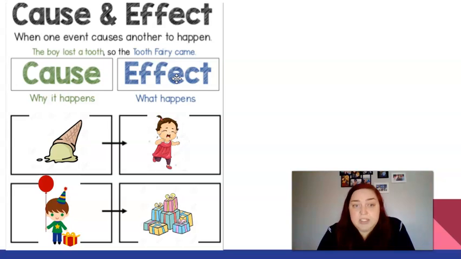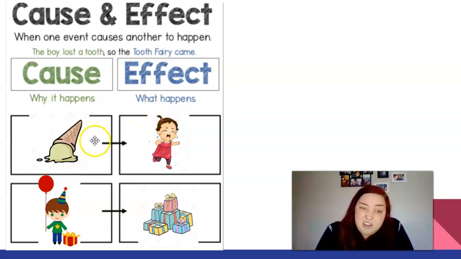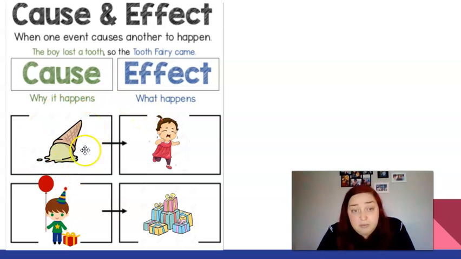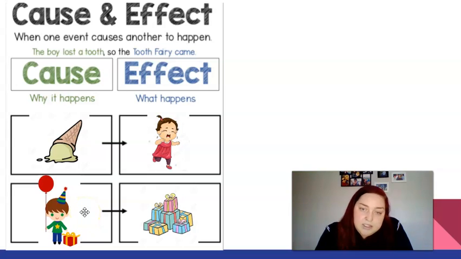So here I have a couple examples for you. Why is the little girl crying? Because her ice cream fell. Or we could say, because her ice cream fell, the little girl is crying. Same here. This is Tim's and it's his birthday. So he got lots of presents. Or Tim got lots of presents because it's his birthday. The one event tells why and the other event tells what, and we call it cause and effect.